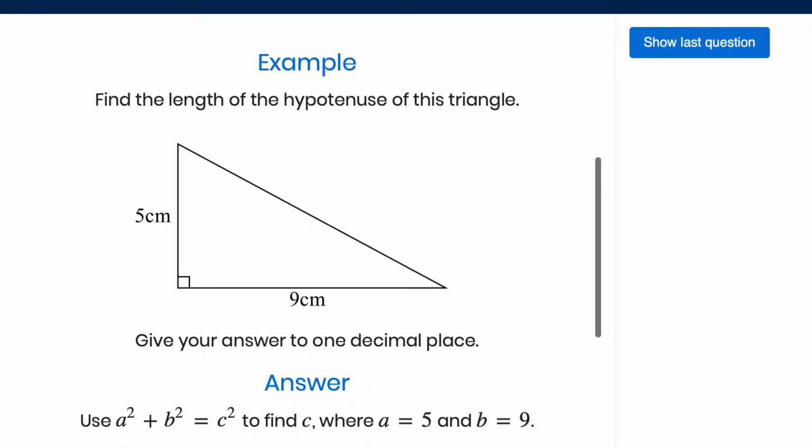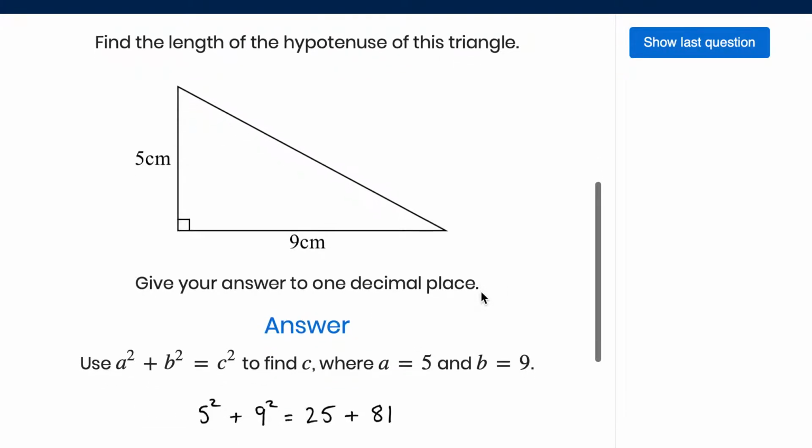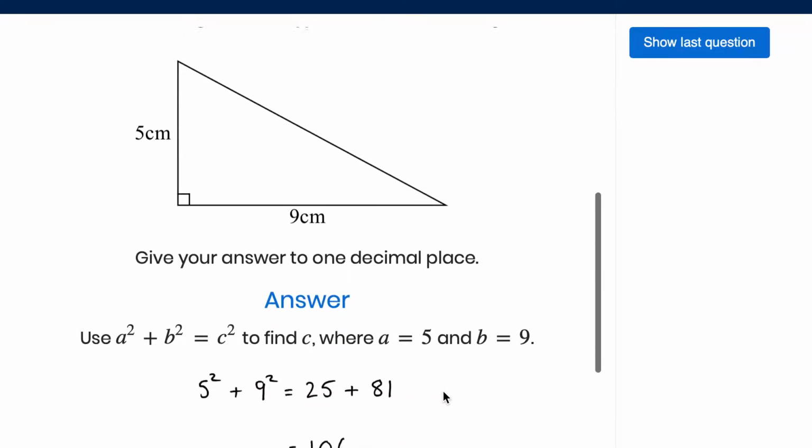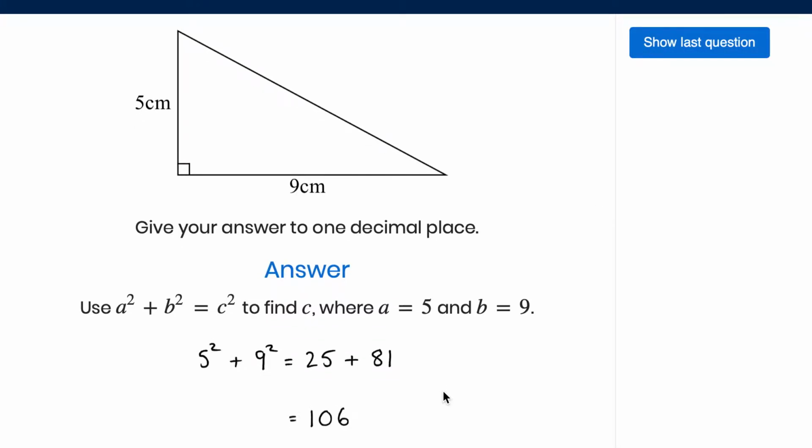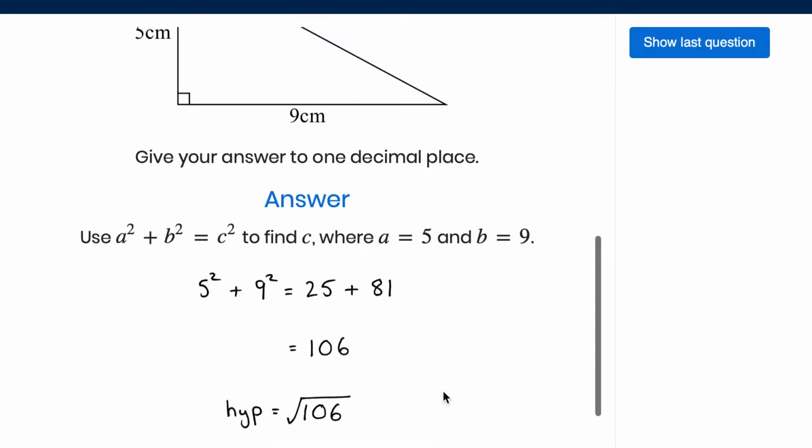We use a squared plus b squared equals c squared to find c, where a is equal to 5 and b is equal to 9. So a squared plus b squared becomes 5 squared plus 9 squared, which is 25 plus 81, because 5 squared, which is 5 times 5, is 25, and 9 squared, which is 9 times 9, is 81. And 25 plus 81 is equal to 106. This is our c squared. Finally, to get c, we just square root this number.